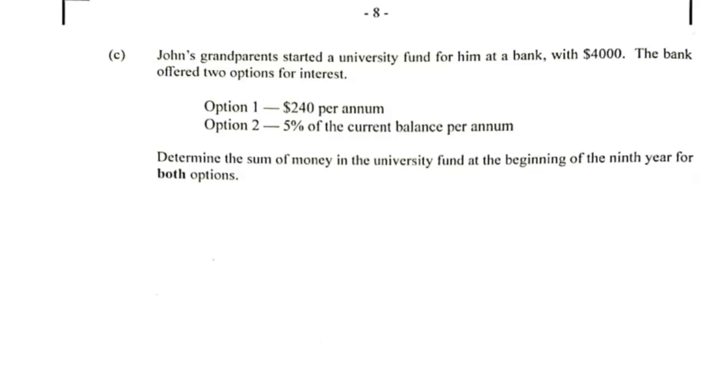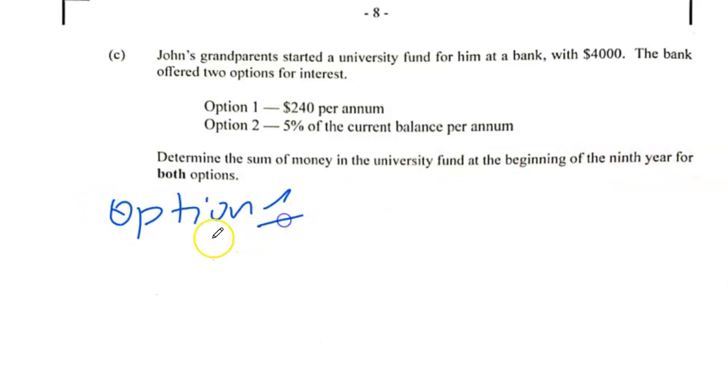So the beginning of the 9th year is the same as the end of the 8th year. So what we're going to want to calculate is the sum of money in the fund at the end of the 8 years. Alright, so we determine the sum of money for both options. So let's deal with option 1 first and foremost.